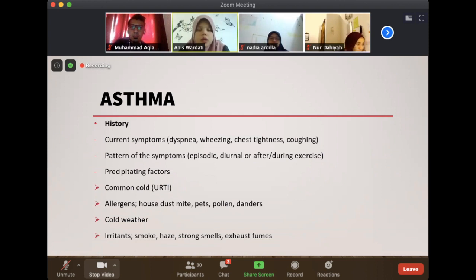And then, is it diurnal, or does the symptom get exaggerated after or during exercise? As for precipitating factors, asthma is usually precipitated by a common cold or allergen, or if there is any cold weather or irritants, for example, smoke, haze, strong smells, or exhaust fumes.